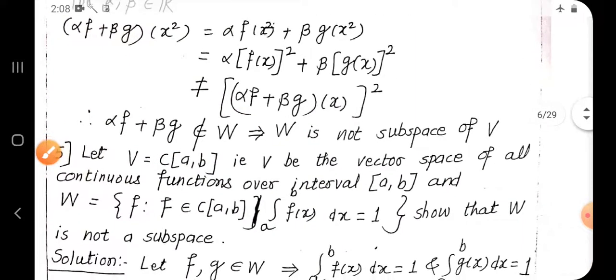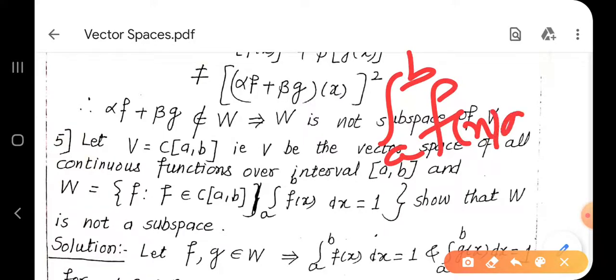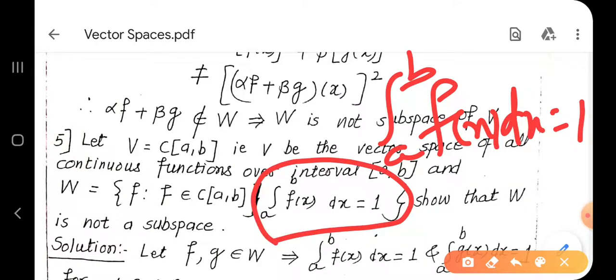Let us try one more example here. Suppose V is the vector space defined on some interval [a, b], or you may say the set of continuous functions, and we can define W = {f such that f belongs to the set of continuous functions}, means our function f is integrable, and here the integral from a to b of f(x) dx is equal to 1. Means W contains only those functions whose integration between a and b is 1. Correct?